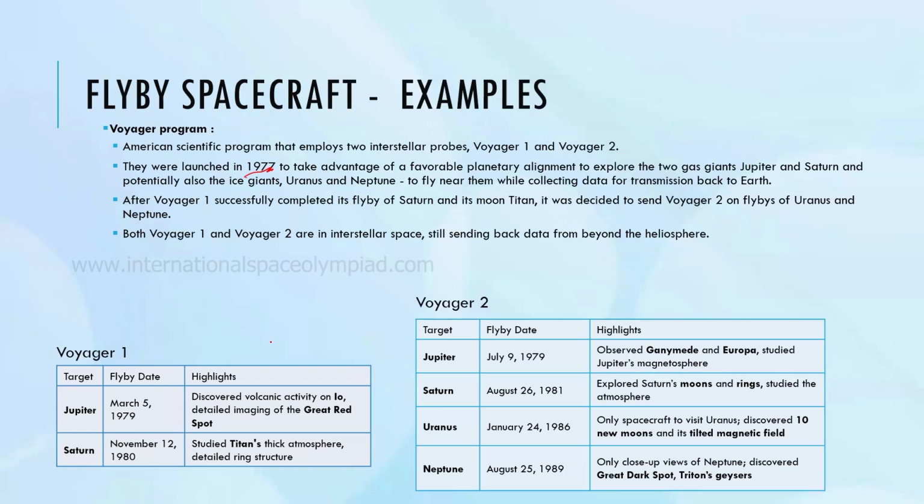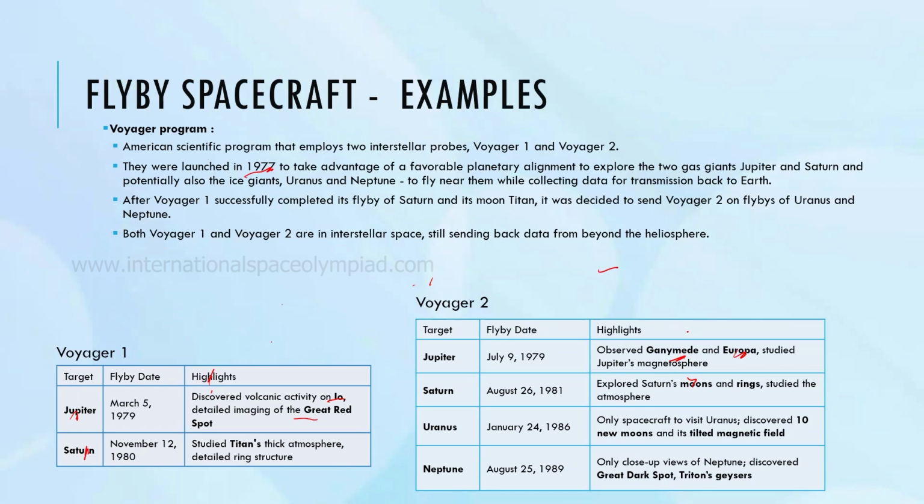Okay. Now Voyager 1, this is the list of flybys it made during its voyage. Voyager 1 had two, Jupiter and Saturn, and discovered the volcanic activity on Io. So this is the first time. Detailed imaging of the Great Red Spot. Then it studied Titan's thick atmosphere and detailed the ring structure. Then you can see Voyager 2, Jupiter, observed Ganymede and Europa.